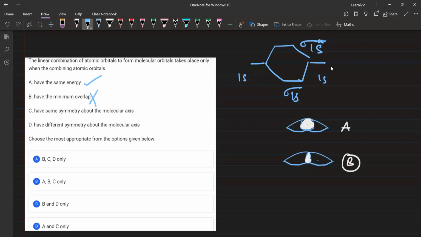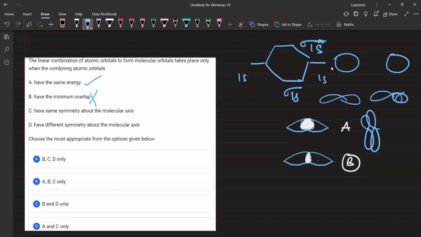वही मतलब जैसे 1s होगा, this is circular और this is spherical, this is also spherical. उसी तरह से जब आपके पास sigma 2pz होता है, it is like this, and this 2pz is also like this, and then pi are like this. So as you can see, all of these are similar looking. So they should have similar or rather same symmetry about the molecular axis. If the C option is correct, the D option will never be correct because both of these are opposite statements. So the correct option is going to be A and C only.